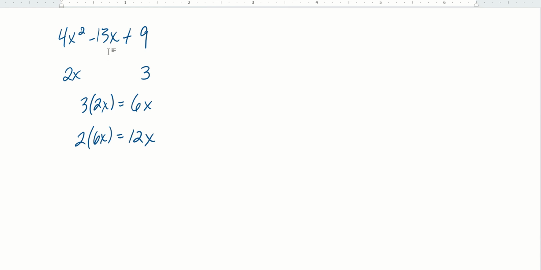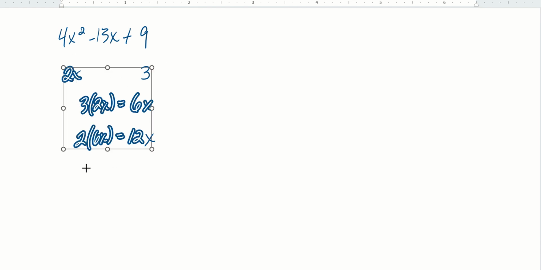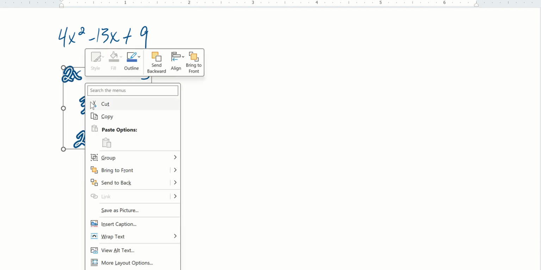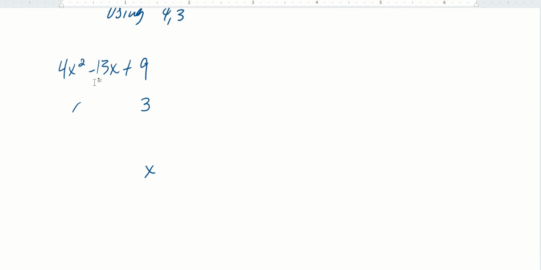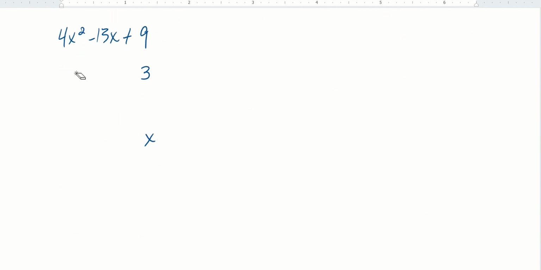So that is not the same as the middle term. So this is not a perfect square trinomial, which means that we are going to have to use the A times C method. So A in this case is 4. C is 9. And 9 times 4 is 36.